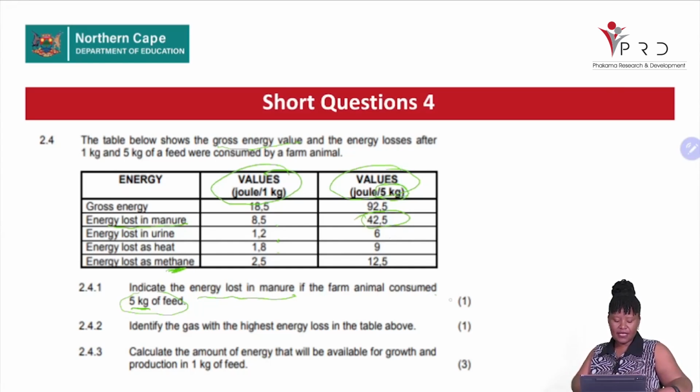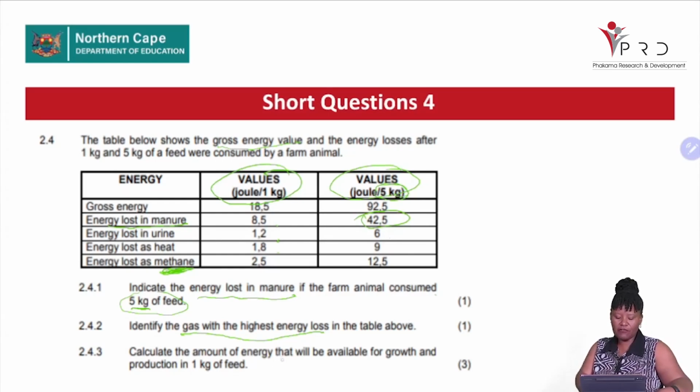Identify the gas with the highest energy loss in the table above. Do you understand which gases we are talking about? So manure is not a gas, urine is not a gas, heat is not a gas, and methane is a gas. So you must identify a gas with the highest energy loss in the table above. It is methane. You just write methane as your answer.